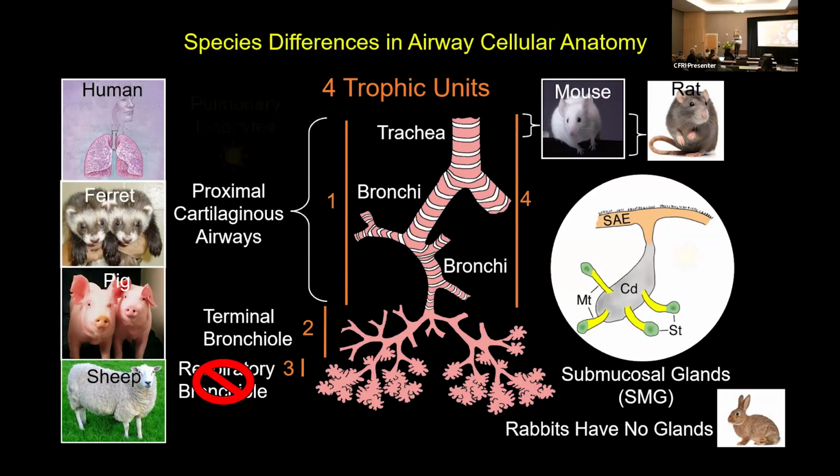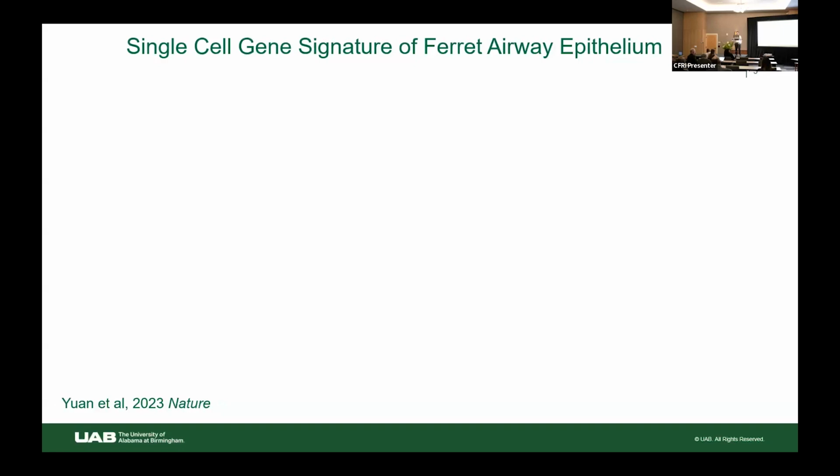Pulmonary ionocytes are present in the proximal cartilaginous airways and also in some mucosal glands. Our group uses ferret as a model to study cystic fibrosis because ferrets spontaneously develop the CF lung disease phenotype. Now I'm going to talk about some of the studies we did using CF ferret models to address the ionocyte biology controversy and the ionocyte function.